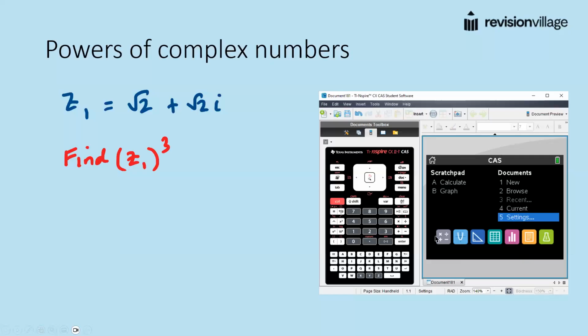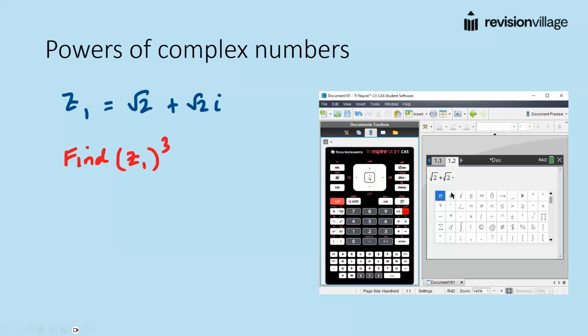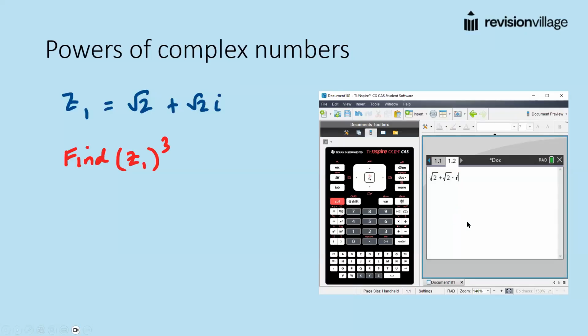So now that I've done that, I'm going back to a calculation page, and all I'm going to do is write in the complex number in rectangular form. We've got the square root of 2 plus the square root of 2. Sorry, I've got that inside the square root sign, plus the square root of 2 times i. So note there, I've just written in my complex number in rectangular form.